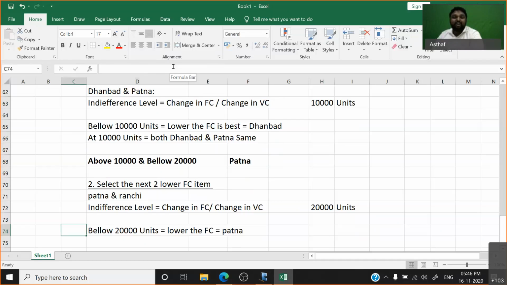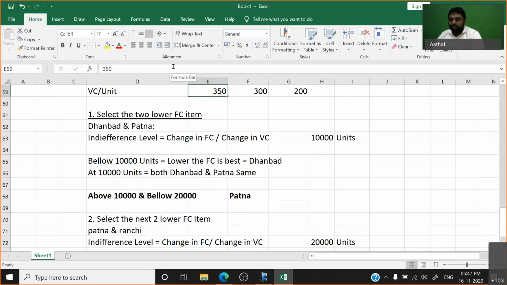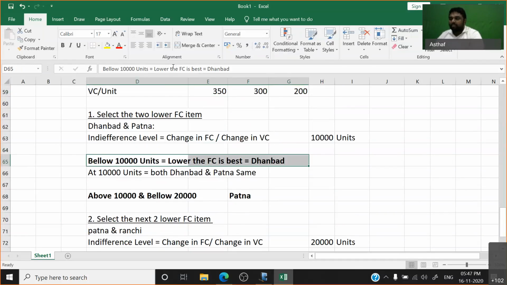Below 20,000, who is best? The lower fixed cost. So above 20,000 units, who is next? That is Ranchi. So the final conclusion is this: above 20,000, Ranchi; above 10,000 and below 20,000, Partner; then below 10,000, Dhanbad.